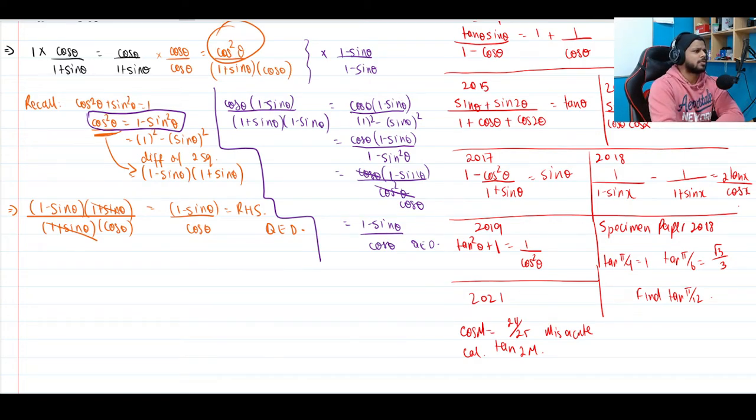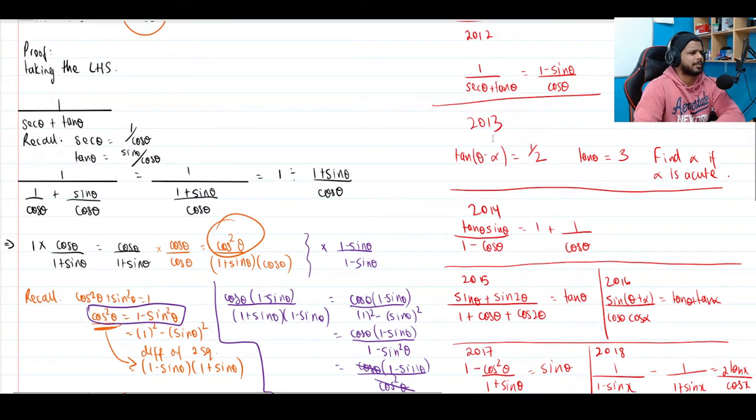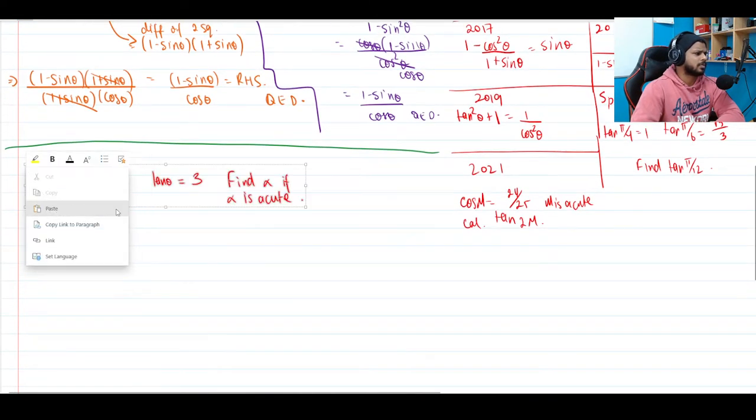Perfect. So let's go on to 2013. 2013 was not a proof, but a calculation. So go in your past papers and check it out. I most believe the question said, if tan of theta minus alpha is equal to a half and tan theta is equal to 3, use an appropriate compound angle formula to find out alpha if alpha is acute. So this is a compound angle formula. So let me see what we can do here.